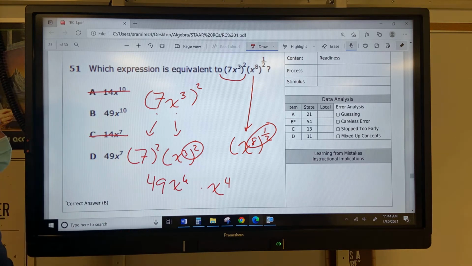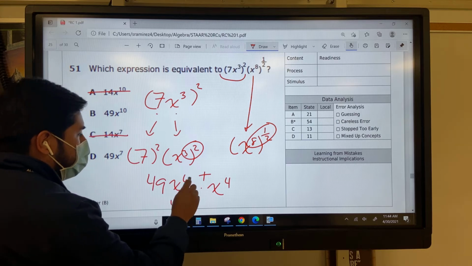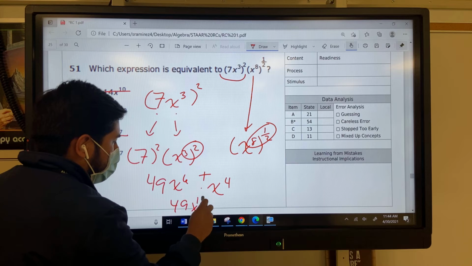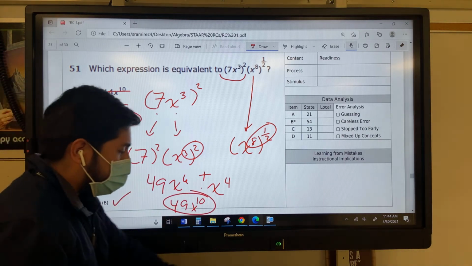These guys are next to each other, so we just need to add them. 49x, 6 fingers plus 4 fingers is 10. Am I right? B. Wonderful.